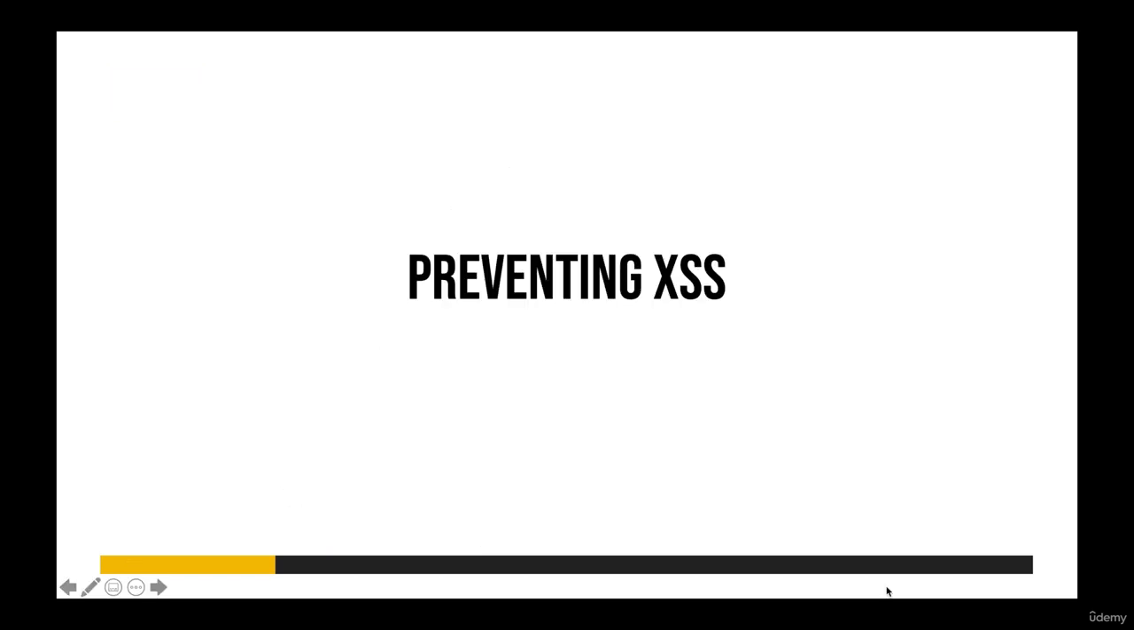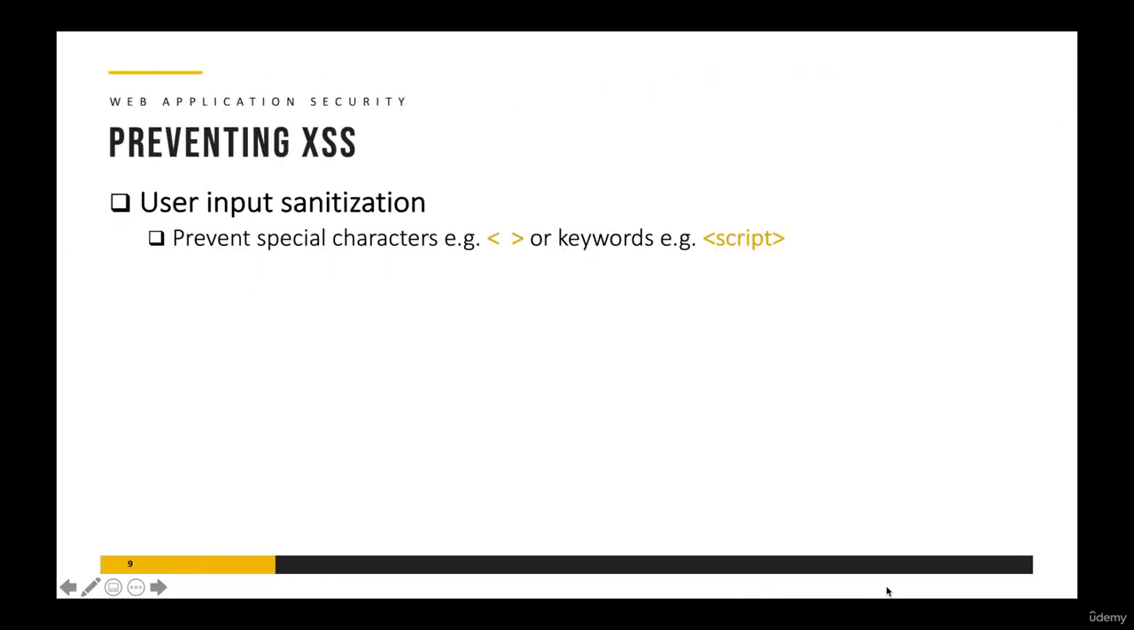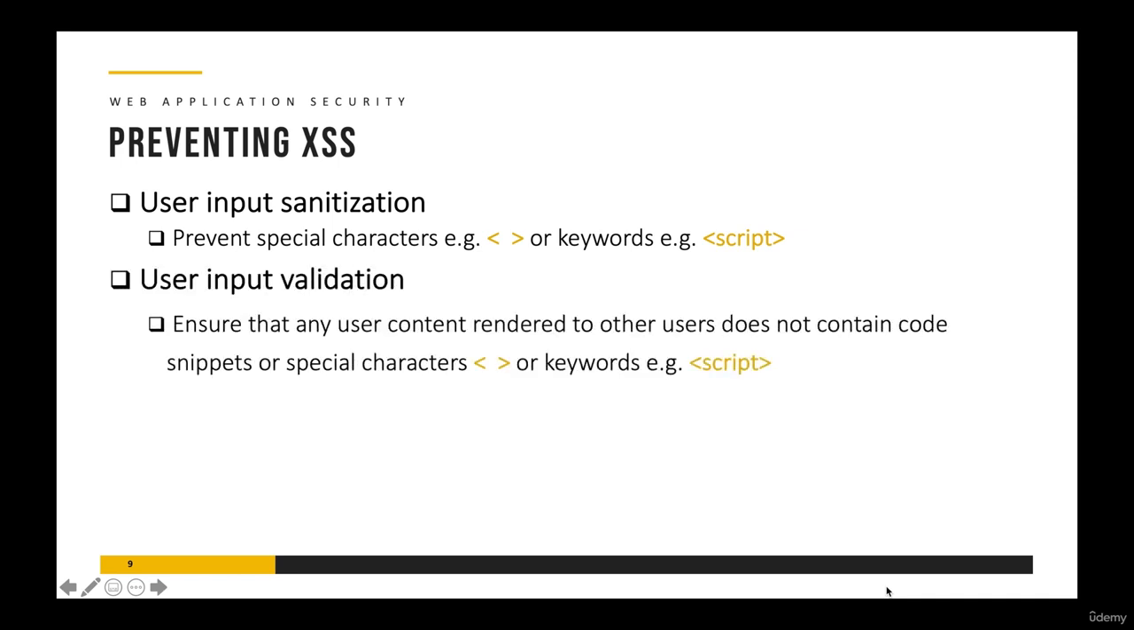Preventing the cross-site scripting attack uses a lot of similar approaches that we discussed for the SQL injections. So the first one is obviously user input sanitization. So we should have functions or methods which check for the presence of special characters, especially these angle brackets or keywords such as script. And our methods should ensure that these malicious strings are either removed or replaced with benign characters. Another approach which is different to input sanitization is user input validation.